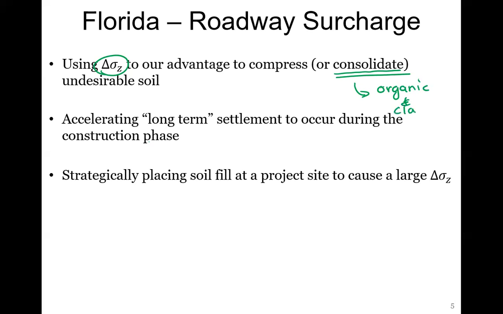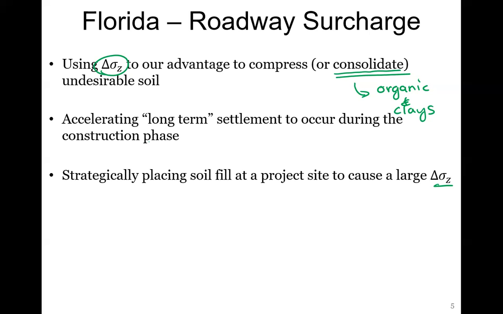Consolidation applies to organics and clays. If you take the foundations class with me, we'll get into a much more in-depth discussion on consolidation. But basically, if we can strategically place the soil fill at a site such that we cause a large increase in stress, a large delta sigma Z, then we can accelerate the process of compressing the soil that is undesirable before we put critical infrastructure on it.